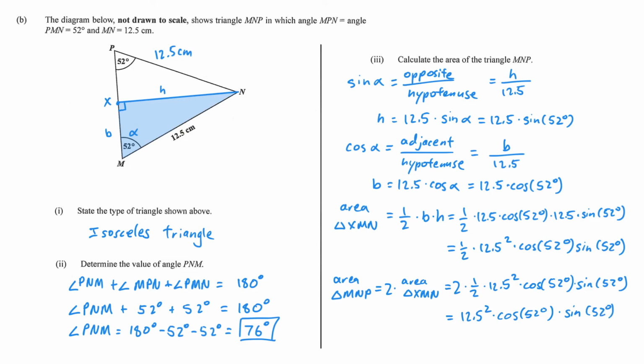Now, if you want, you can enter this expression into your calculator, and you get that the area of your triangle is approximately 75.8, and the units here are centimeters squared. So that's your final answer.